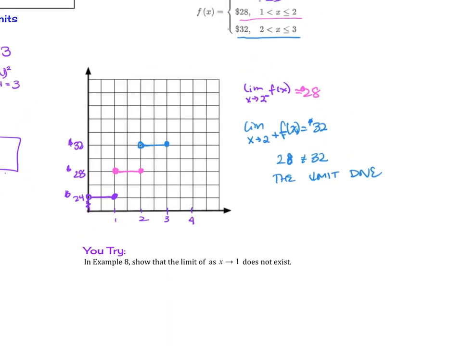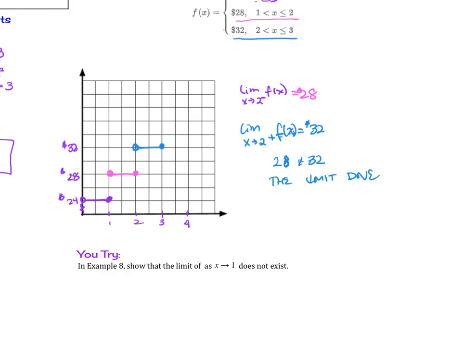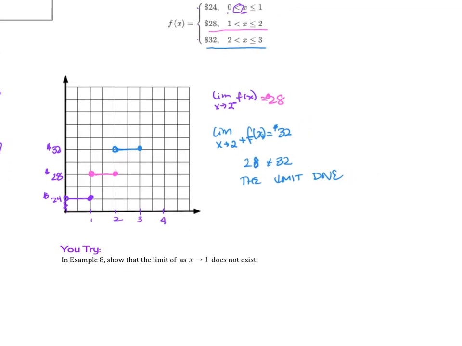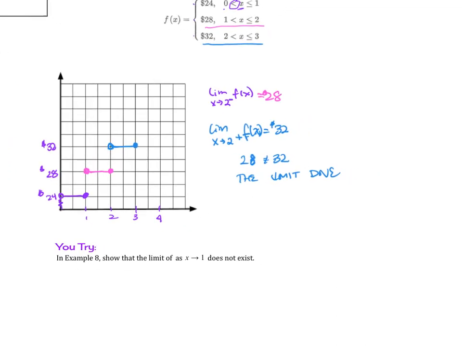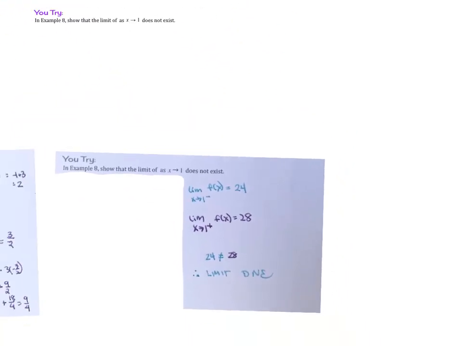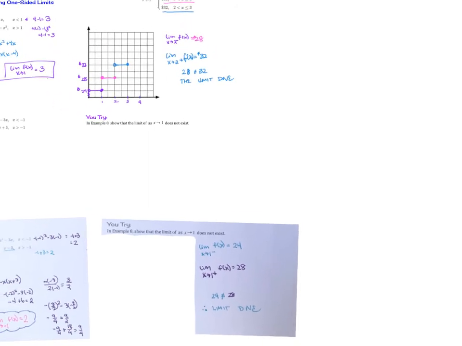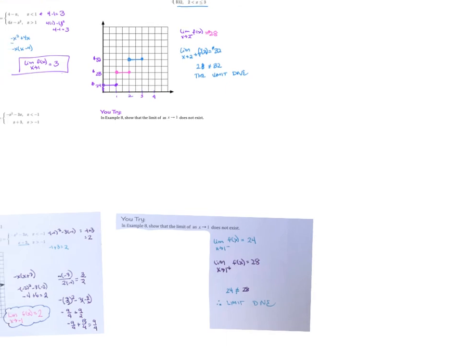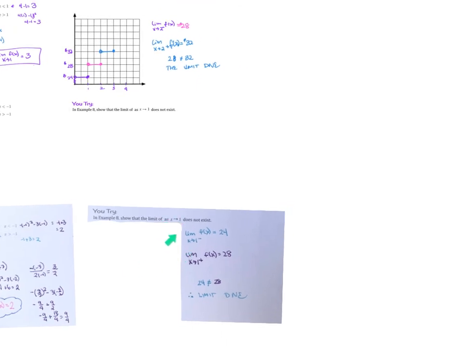So using this same graph here, show the limit as x approaches 1 does not exist. And so try this out. So if we try this out, the limit as x approaches 1 from the left is $24 and from the right is $28. So really understanding what the limit is approaching as you're approaching the value. And so we know that it does not exist here as well.